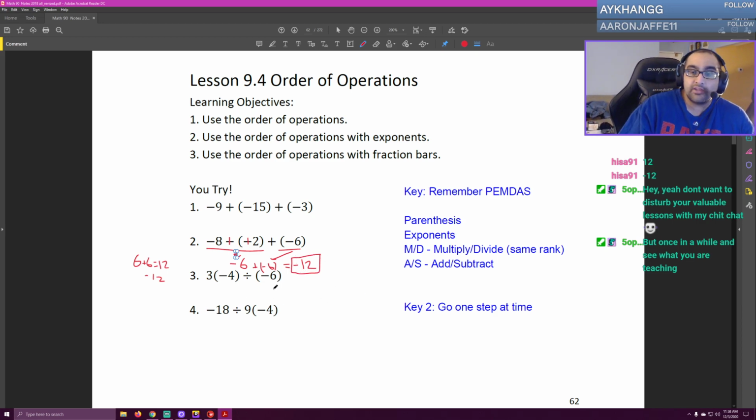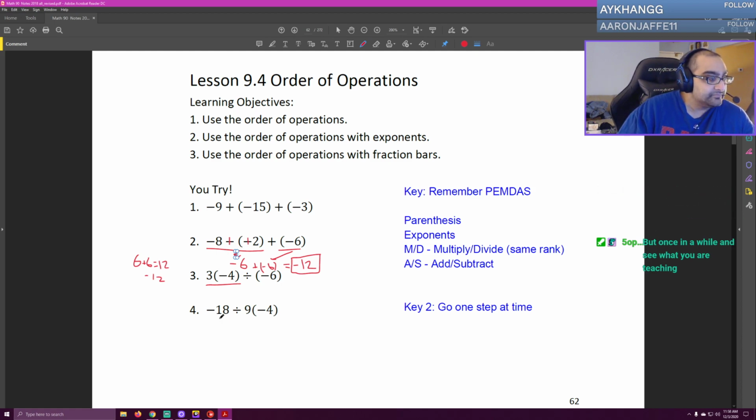Okay, let's try the next one here. Again, let's do it in order, using order of operations. We have 3 times -4 divided by -6. We're just going to go left to right, because with order of operations, multiply and divide are in the same rank. So we're going to do 3 times -4 first. What's 3 times -4 here?